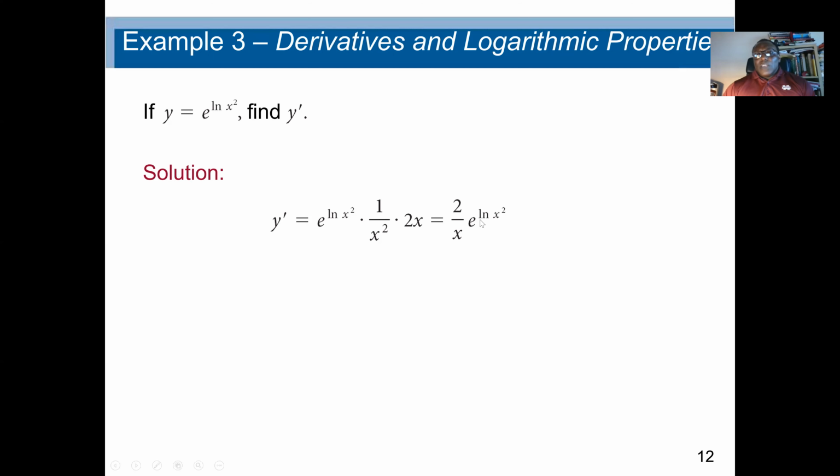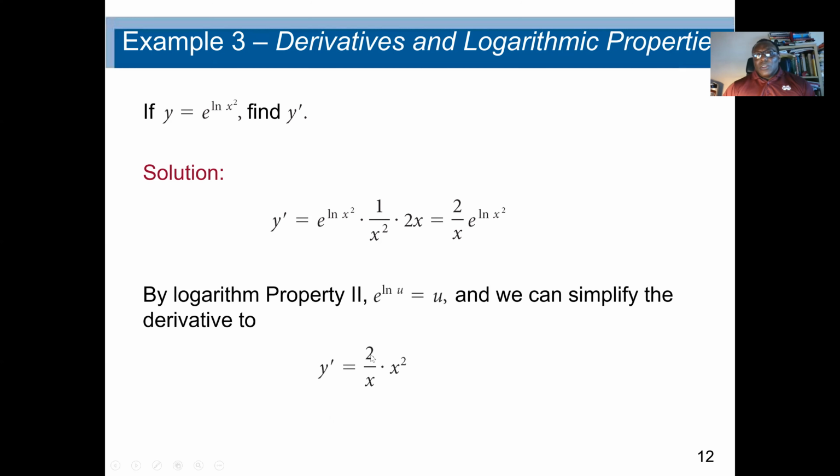Now we know natural log has base e. So e raised to the power log base e will give me 1. So our answer will be x squared. And that's what we have here: 2 over x times x squared. And by simplifying, we get 2x.